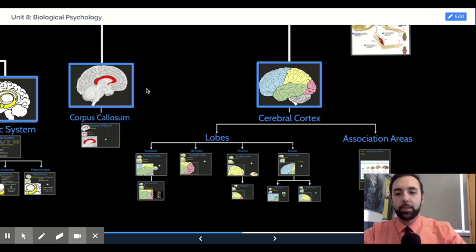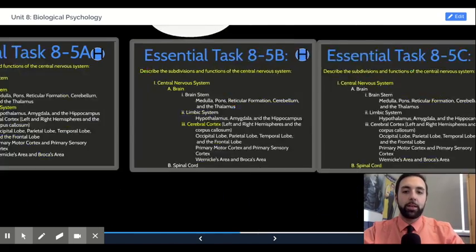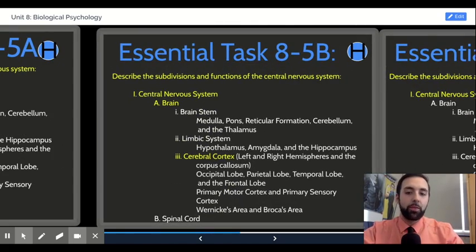So the concept map is the entirety of what you see currently projected. One box on the corpus callosum, and then the two sections of the cerebral cortex, the four major lobes, and then what are called association areas. I will return now to the task text, allow you to copy down the portion in yellow before proceeding into the concept map.